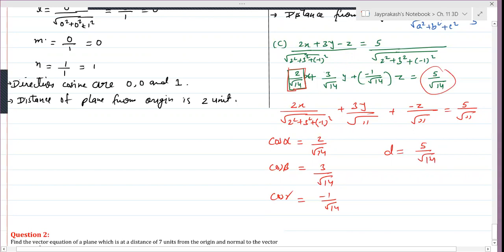Now in the second question, they are asking to find the vector form of the plane. Till here we have just discussed how to find the cosine, how to find the equation of plane when the passing point is given, then how to find the plane when three passing points are given. Now the vector form of the plane where the distance from the origin is given and also the normal to the surface is given.